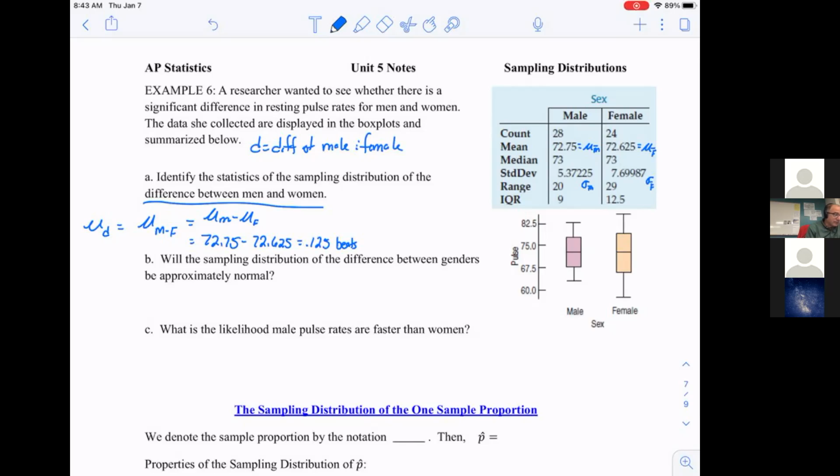Okay, we need a standard deviation of male minus female. Unfortunately, I'm going to have to cram this, but we'll live. And of course, these are long numbers. We're going to have 5.37225 squared divided by 28, plus 7.69987 squared divided by 24. And that turns out to be 1.87 beats.